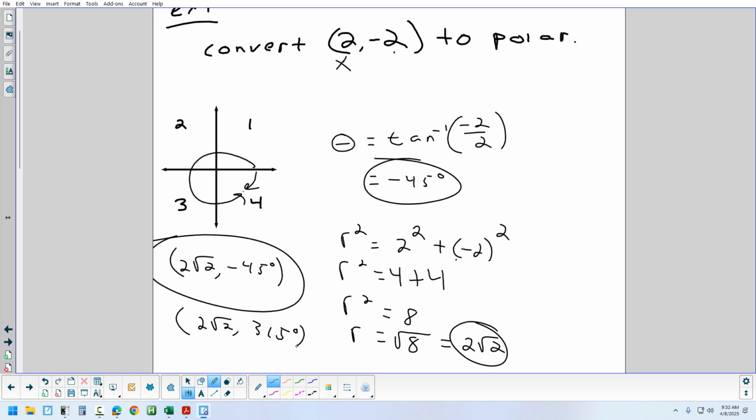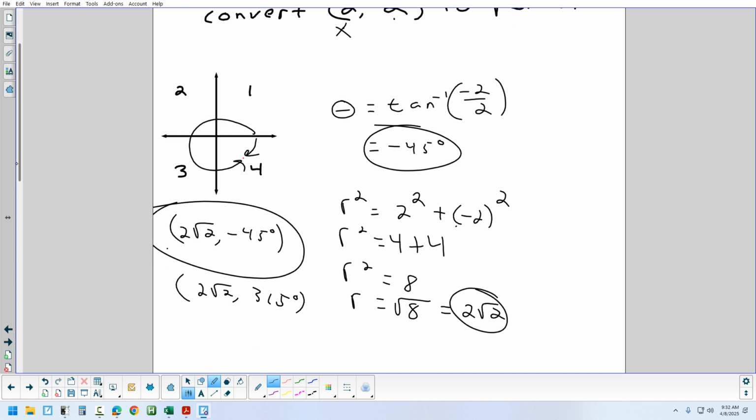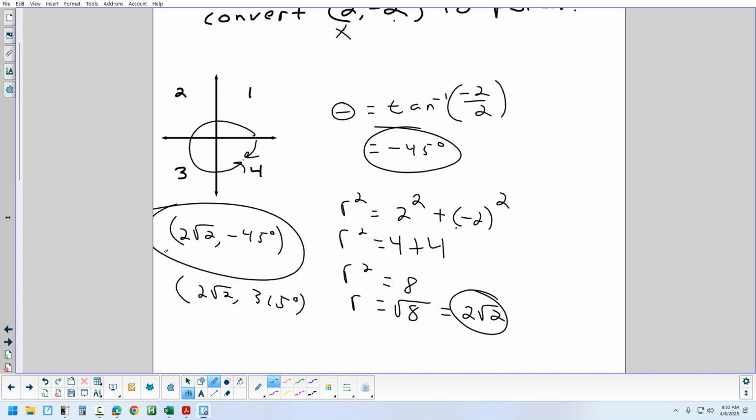Okay, so which answer is correct? Both. If it was multiple choice, you wouldn't see both of these listed. You'd see one or the other. Right? And there's 2 other ways you could write this. You could write it with a negative radius and get 2 more ways. As long as you can get one way, you can figure out all the other ways. Okay. Any question on that one?